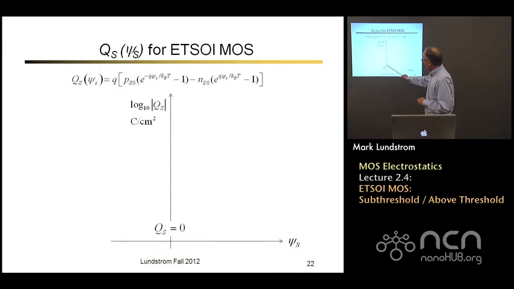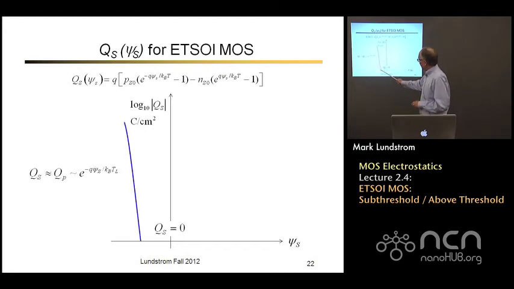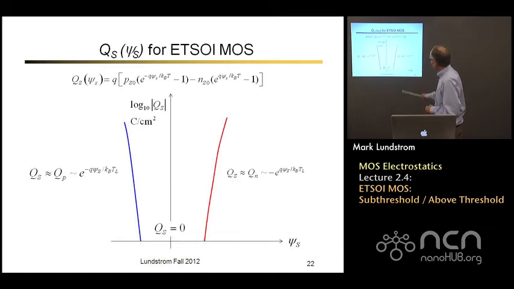If I've arranged things such that the Fermi level is right in the middle of the gap, then I get zero charge at zero potential. If I apply a negative potential, and I apply a big enough negative potential that I move the Fermi level down near the valence band, then I start inducing a positive charge due to holes. If I apply a big enough positive potential, I start inducing a negative charge due to electrons, and they build up exponentially.